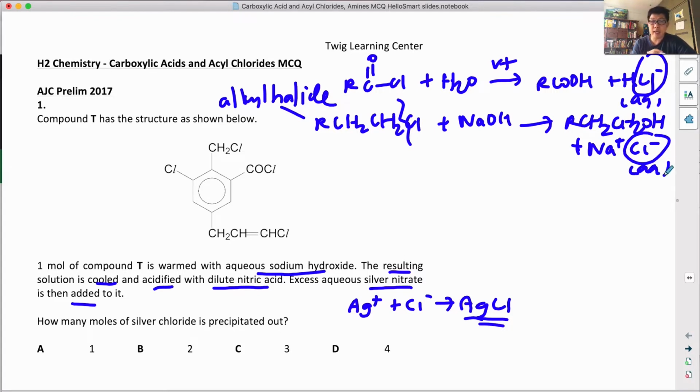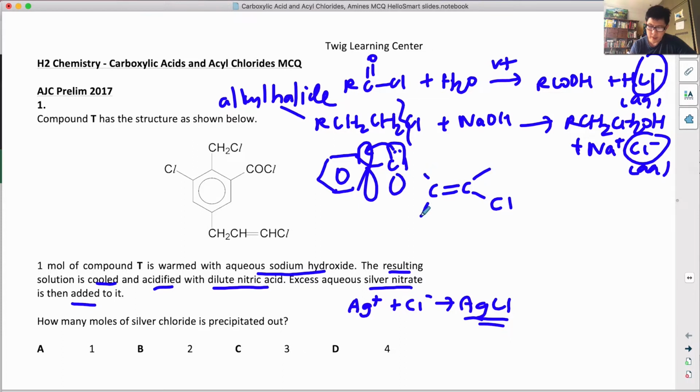The other two that cannot undergo base hydrolysis will be this one, the aryl halide, with the Cl attached directly to the benzene ring, because there will be partial double bond character where the lone pair can delocalize into the benzene ring. So the C-Cl bond is being strengthened. The other one that cannot undergo hydrolysis is when the Cl is attached to a carbon with a double bond. It's the same concept: the lone pair can delocalize into the C=C pi bond.